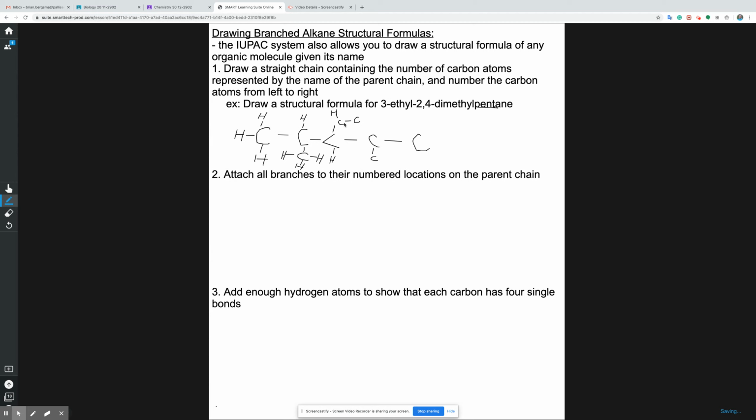I'm not going to draw all these in, but there'll be another H here, there'll be 3 H's here, 1 H here, 3 here, and 3 here. And so this breaks it into the steps that you would do. I did it all just right up here. So we draw a straight chain. We add our branches. That's what we did second. And then we add enough hydrogens to fill it all in.